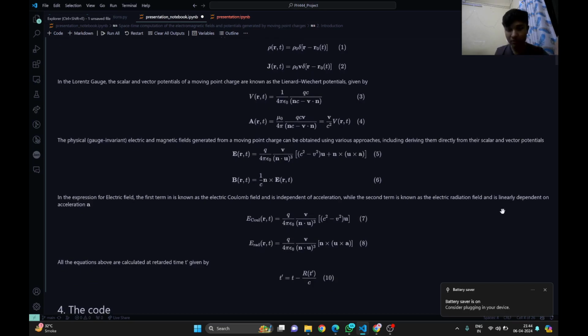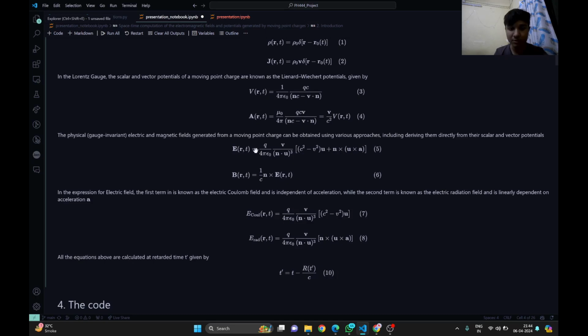can be obtained using various approaches, and we derive them directly from the scalar and vector potentials. The reason we're skipping through the math and not delving deep into it is because all of this has already been derived in class. So we're allotting more time for the later parts of the project, which is the plots, the code explanation, the code documentation, and the conclusion.